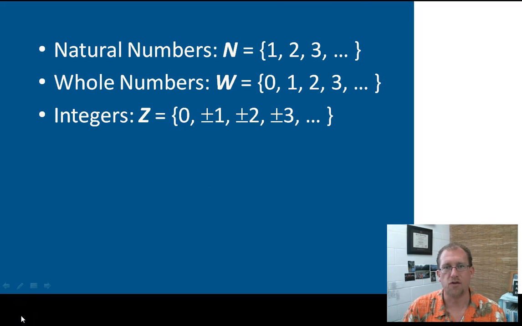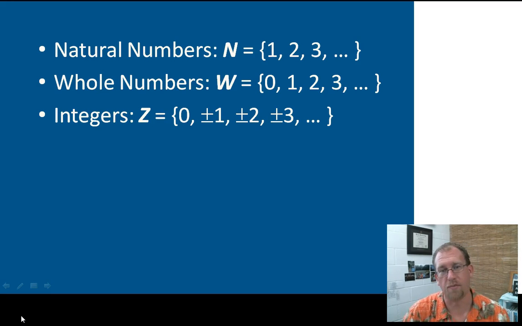The first thing we need to do is review some categories of numbers. This is from Algebra 1, and you should be able to recall these things. A natural number is a number that you learned how to count with as a kid: 1, 2, 3, 4, 5, etc. They are whole numbers. There's no decimals. There's no fractions. They're positive, and they're greater than 0.